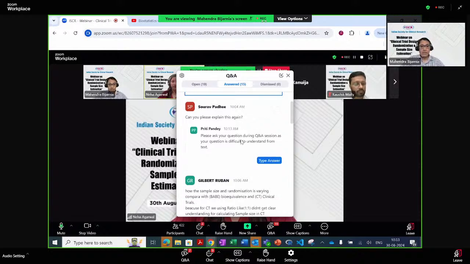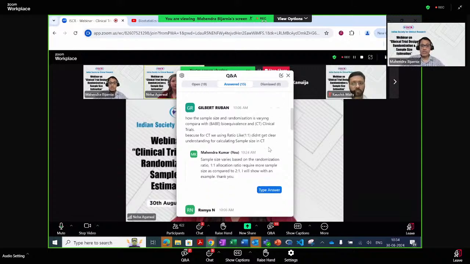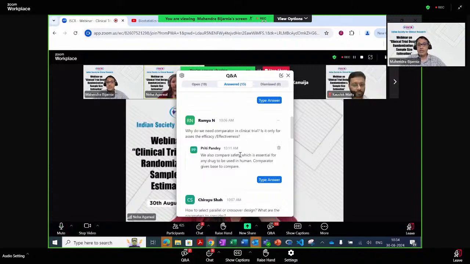Okay, how sample size and randomization vary compared to BA/BE and clinical trials, because CT is using ratio 1:1 and didn't get a clear understanding for calculating sample size in clinical trials. So the sample size part we will have in the next session after the break. So we will try to cover that there, and say, okay, your car is not better than that one, or this car is not giving mileage better than that car. So it helps us to take a decision on which one is better, and this is where you need the comparison. Without comparison it doesn't help.